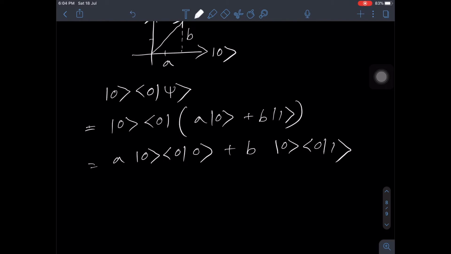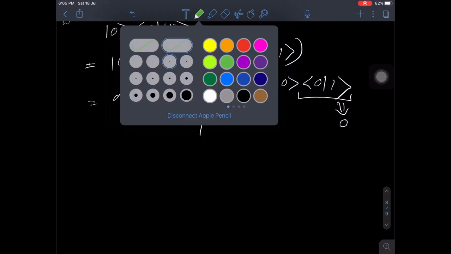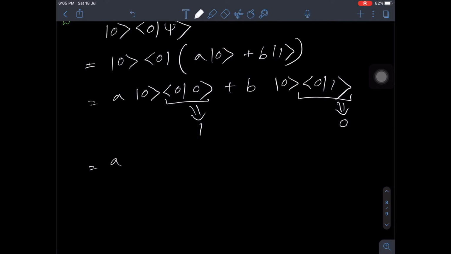And you know from the orthogonality property that, as |0> is normalized, <0|0> is equal to 1, and from the orthogonality property <0|1> is 0, because |0> and |1> are orthogonal. That means the angle between them is 90 degrees, and you know that a dot b is equal to 0 when a is perpendicular to b, right? So as |0> and |1> are perpendicular to each other, or in a more general sense orthogonal to each other, their inner product is 0. So what are we left with? We are left with just a|0>.